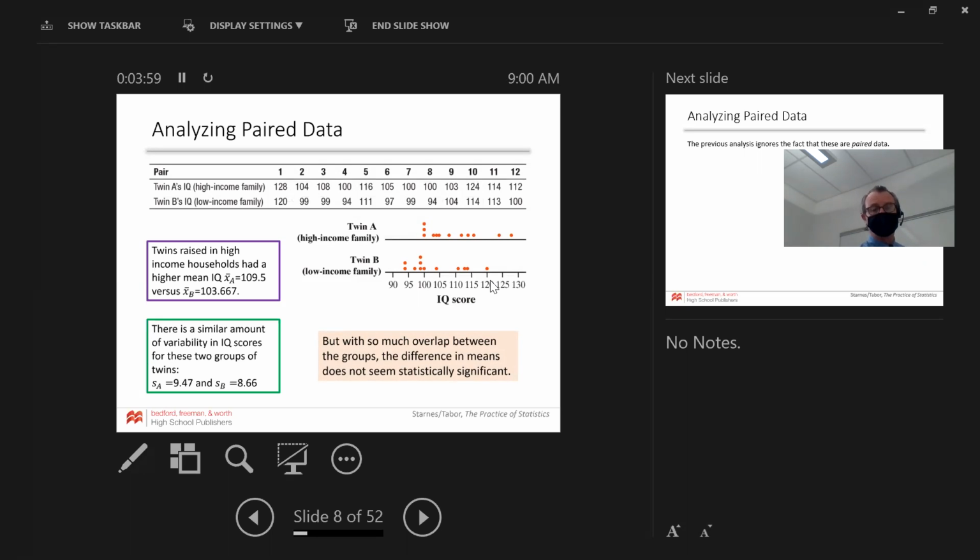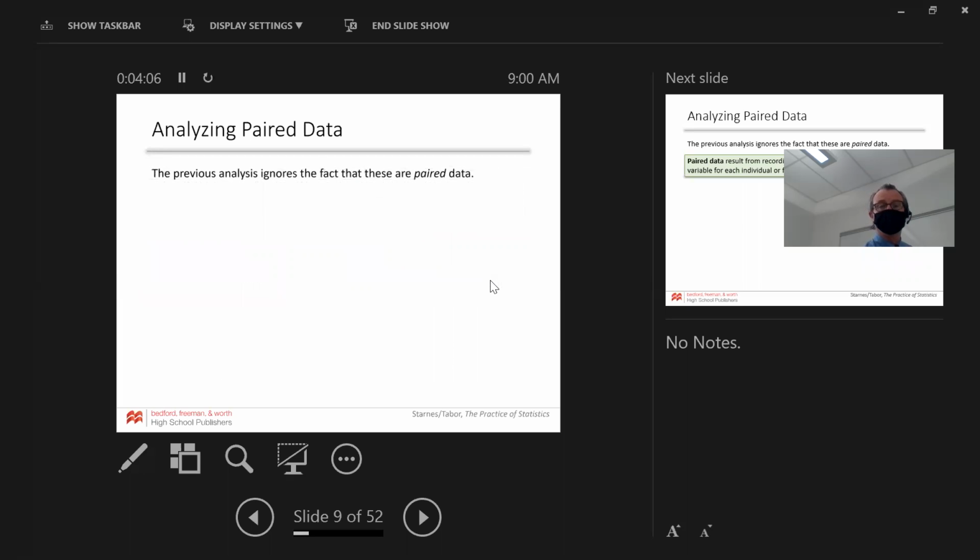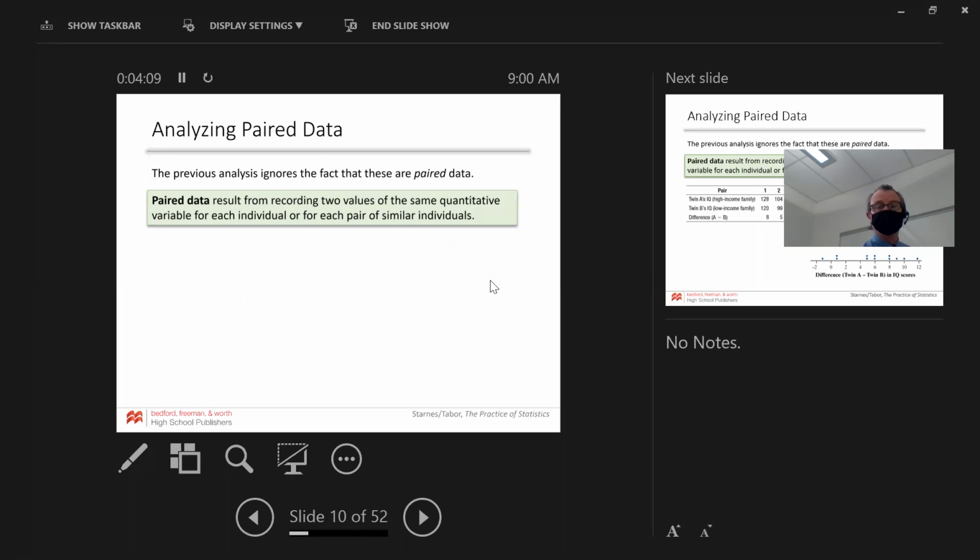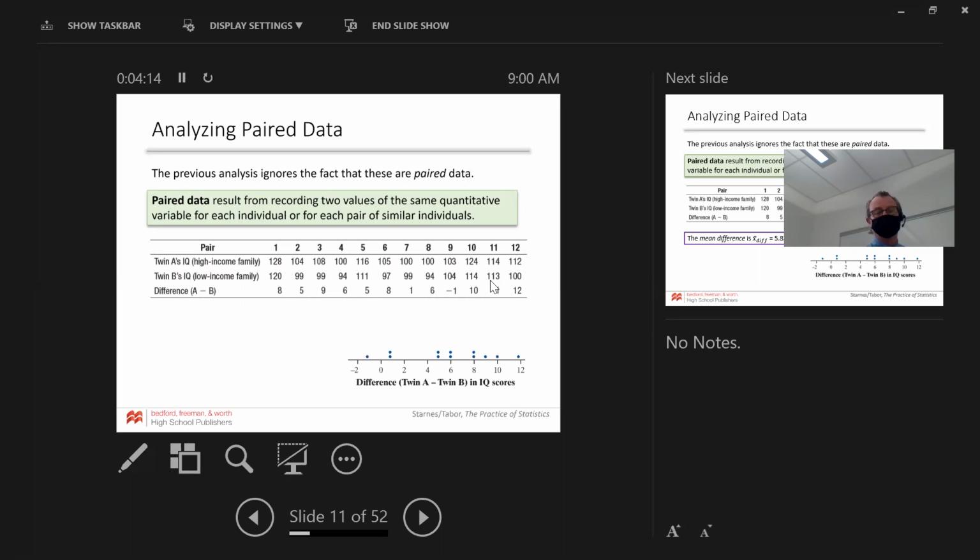So they're saying, look at that overlap. It doesn't look, one's higher, but it's a lot of overlap. We can't tell. So now we're going to do this differently. Now we're going to say, because it's a matched pair, instead of doing the samples independently, we're going to subtract vertically. So the difference is here, and you do a dot plot of the differences.